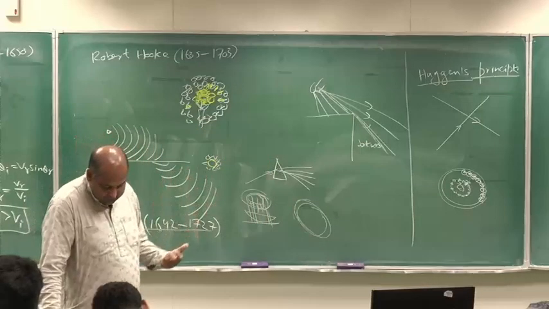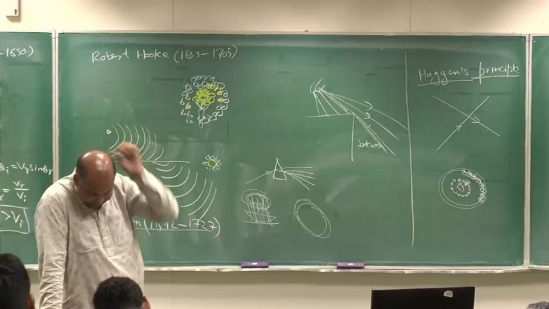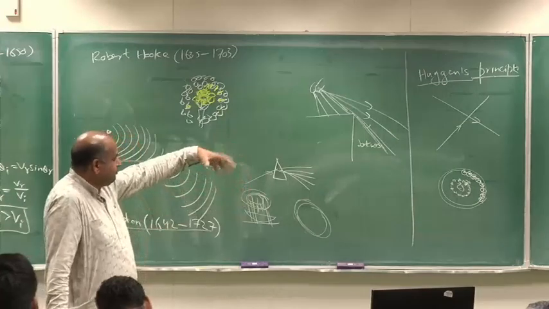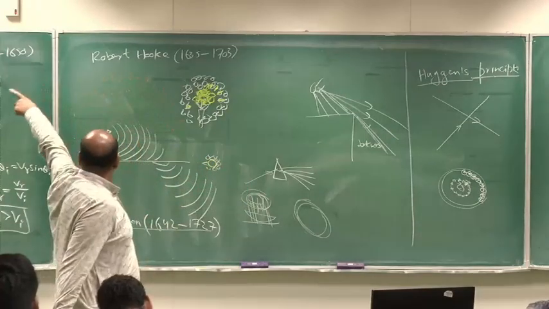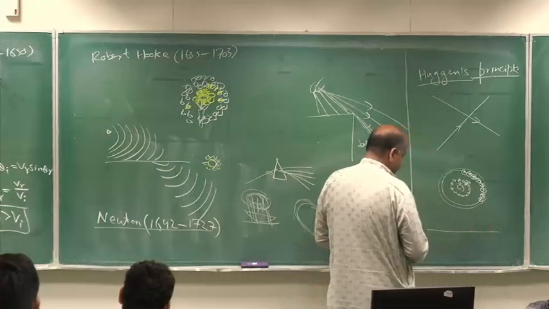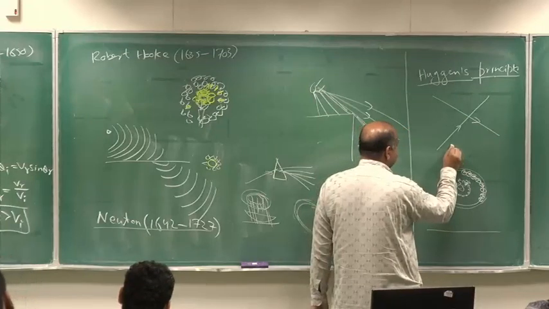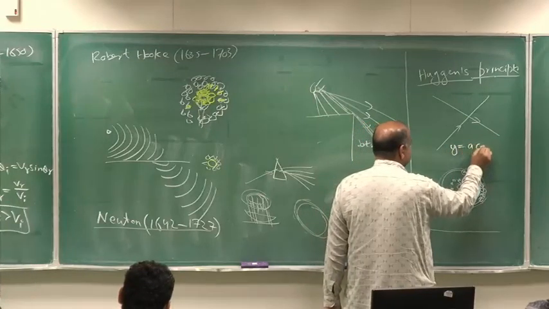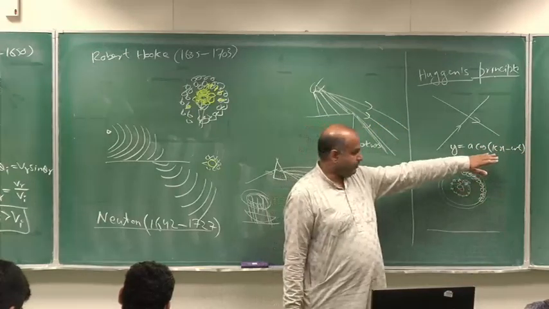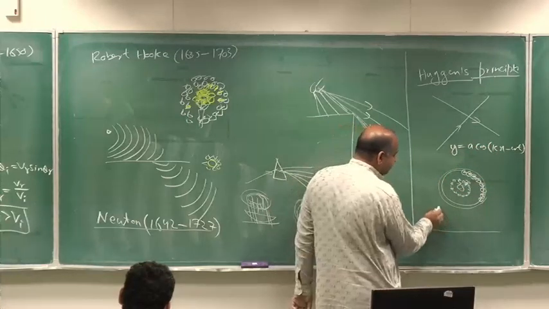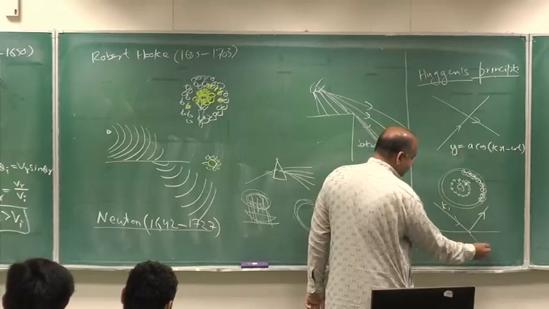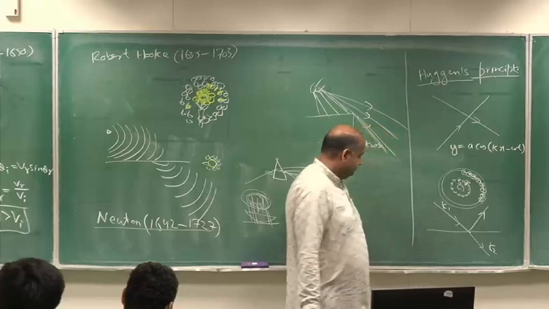This way he tried to explain the propagation of light. Plus, he also derives Snell's law. He says that you can derive Snell's law by assuming light to be a wave, with different wave numbers in different mediums. So let's say this medium is K1, and this medium is K2.